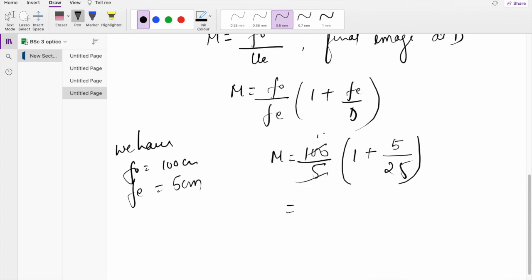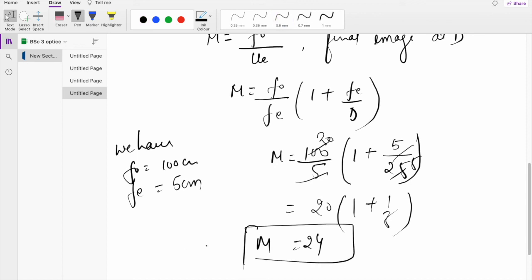Substituting the values, this becomes 20 multiplied by 1 plus 1 upon 5, which becomes 24. So the magnifying power will be 24. Now we have to calculate the length of the telescope.